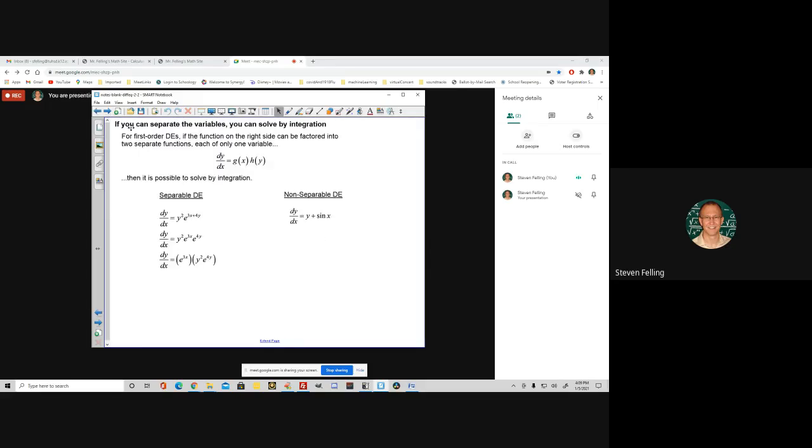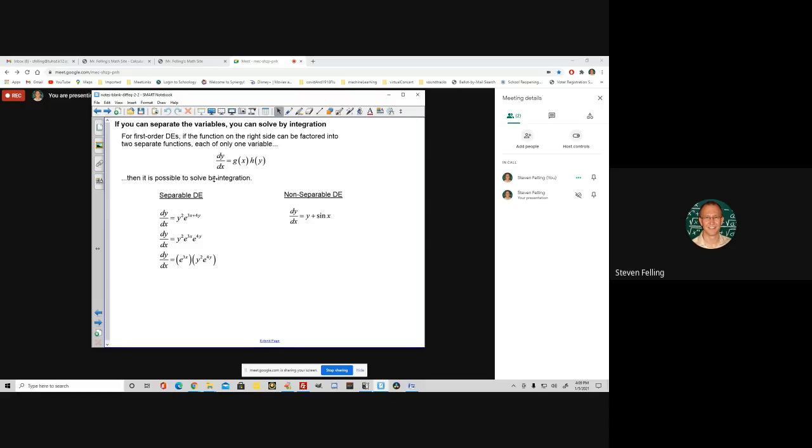And so a separable differential equation is one where you can separate the dependent and independent variables on separate sides of the equal sign, okay? Then if you can do that, you can solve by just taking the integral of both sides. So for a first order differential equation, if you were to write the derivative on the left side and the function of everything else on the right side, then you would find that if you can factor that function on the right side into two parts, one that's a function only of x and one that's a function only of y, then it's possible to write the equation as something where the y's are on one side and the x's are on the other.